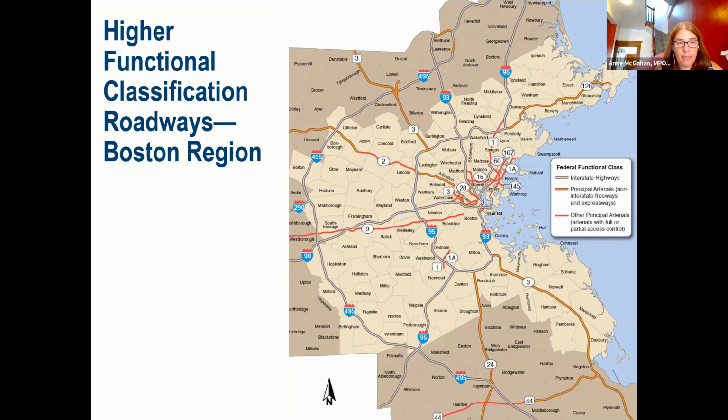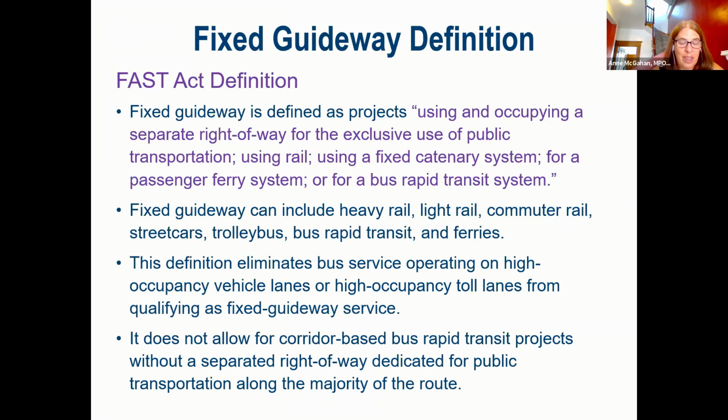Right. So for the transit network, the MPO is using the FAST Act's definition of, no, went too far.